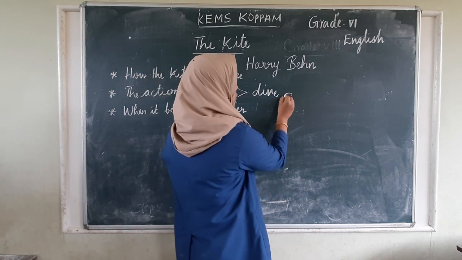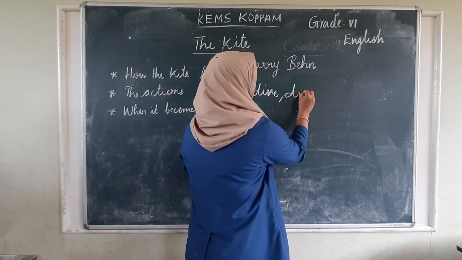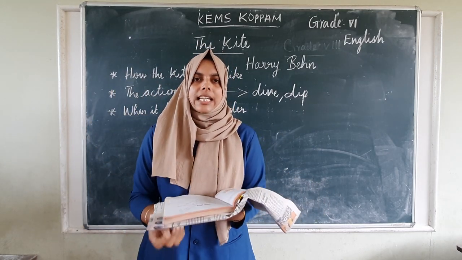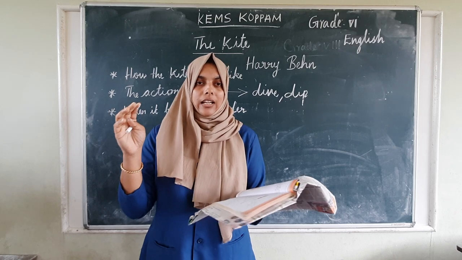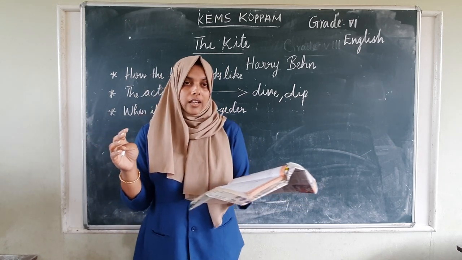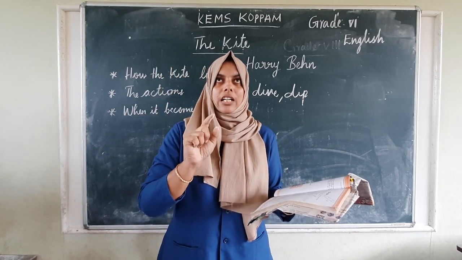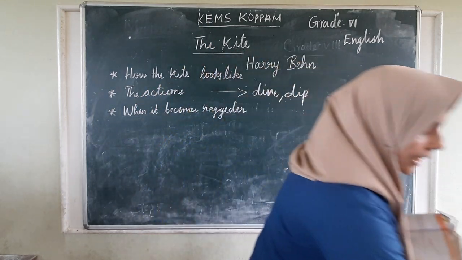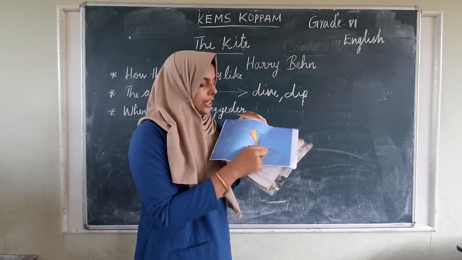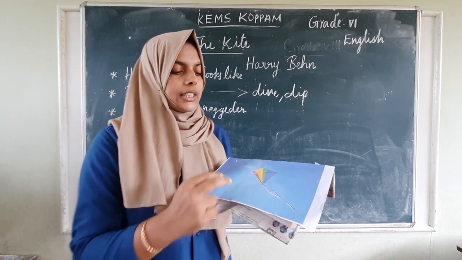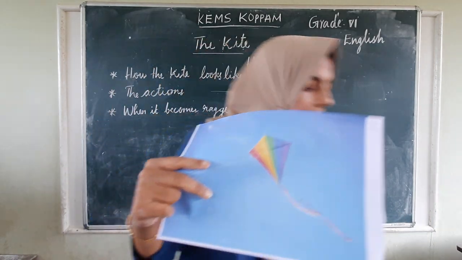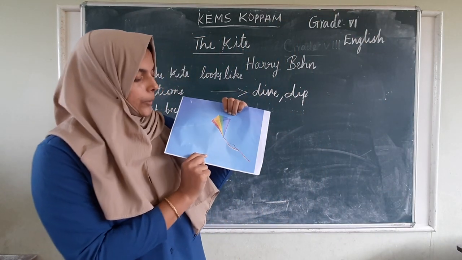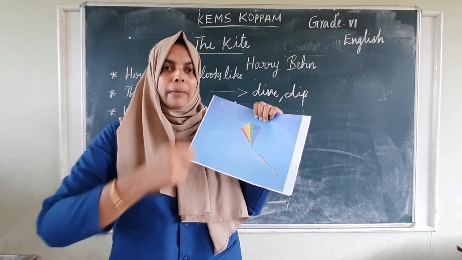So the next action it is doing, what is it doing? It takes a dip. Then it snaps its tail. When we are flying the kite, you can see this thread. Can you see this thread of the kite? And when you are doing this for the first time, what will it do? Sometimes it makes a sound.